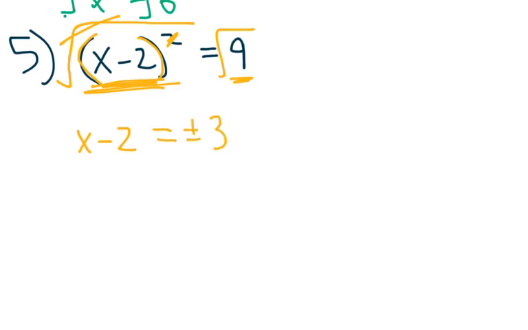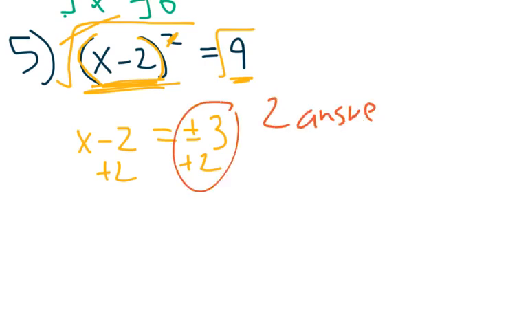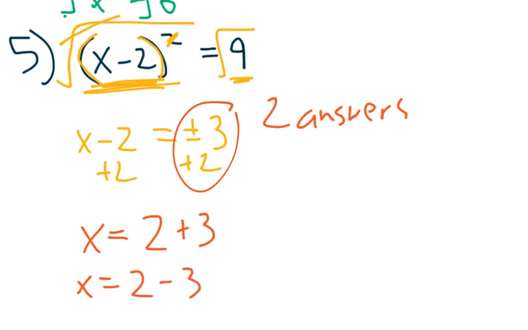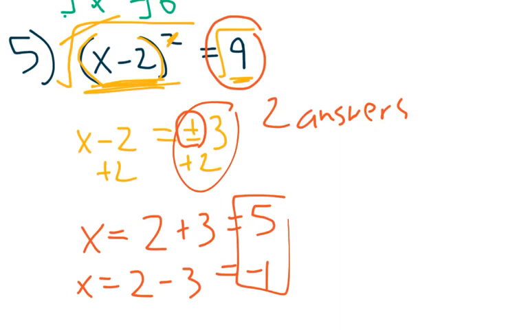So we've now opened up the parentheses, and on this side we have plus or minus 3, the square root of 9. Now here's where we have to be careful. We're going to add 2 to both sides, and we're going to get 2 solutions here. We're going to get x equals 2 plus 3. We're going to get x equals 2 minus 3. So in other words, x will equal 5 or x will equal negative 1. And that all stems from the fact that when we take the square root of a number, we can get plus or minus. So we have to consider both of those. So here we have 2 answers.